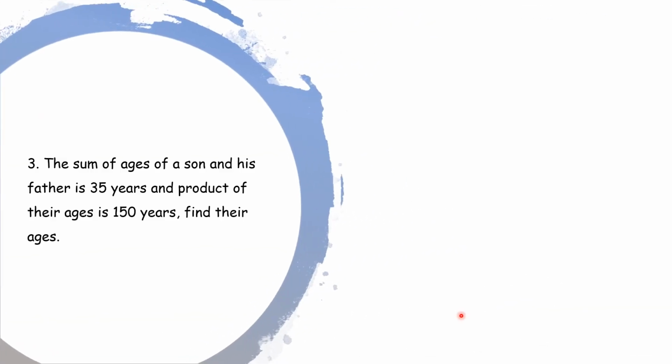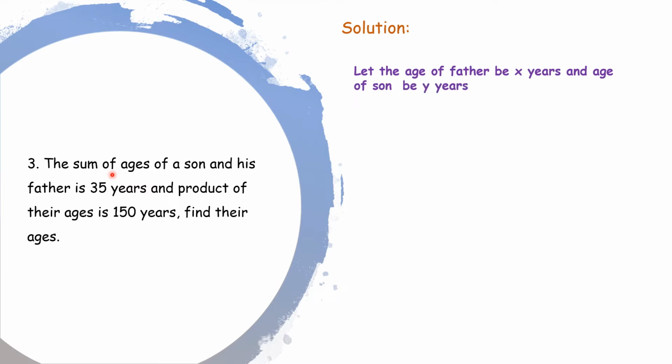Your next question is: the sum of the ages of a son and his father is 35 years and the product of their ages is 150 years. Find their ages. Very simple again. Age problems we have seen many times. Sum of ages of a son and his father is 35 years. So there are two ages here, son's age and father's age. Obviously you have to assume x and y variables here. Let us assume the father's age as x and the son's age as y.